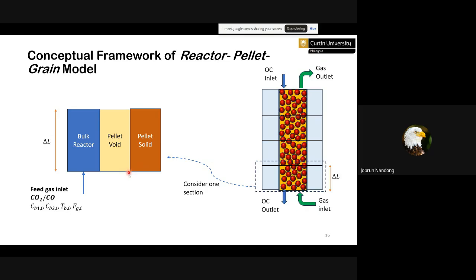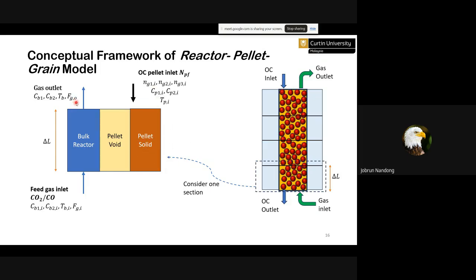It will not flow inside here, because this part is solid. So this one is the passage that they can go through. So the bulk reactor, that will be the outlet. Just call it CB1, CB2, TB, FTO. O indicates the outlet one.